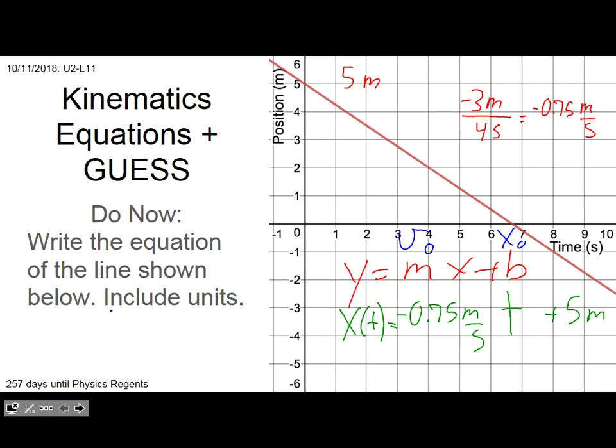So the position is going to be X of T. And if it's velocity, it would be V of T. And if it was acceleration, it would be A of T, right? So those are the different graphs that we've been looking at over the past 2 days.